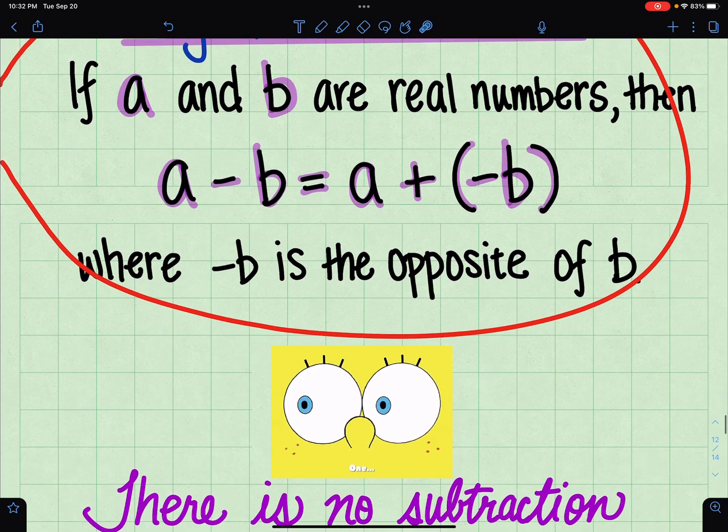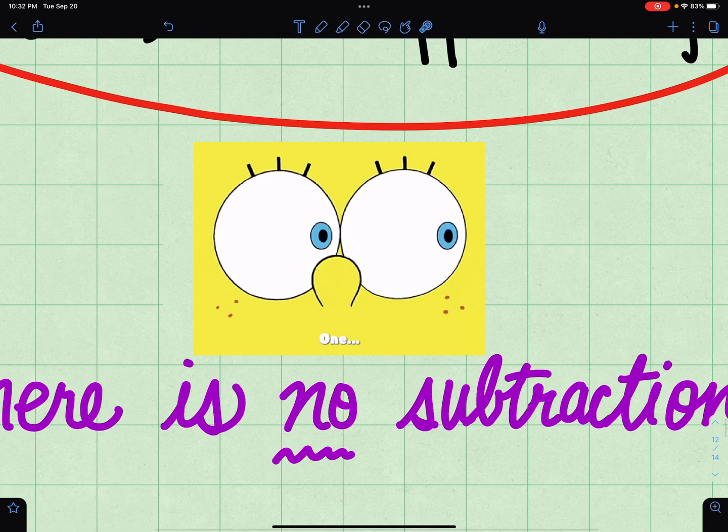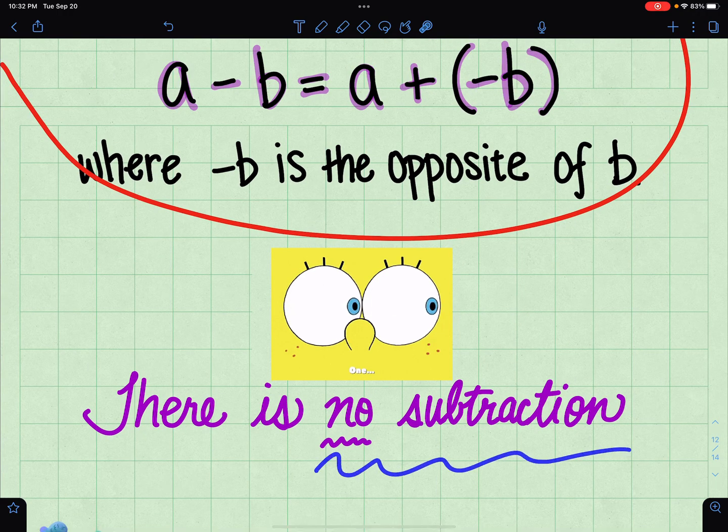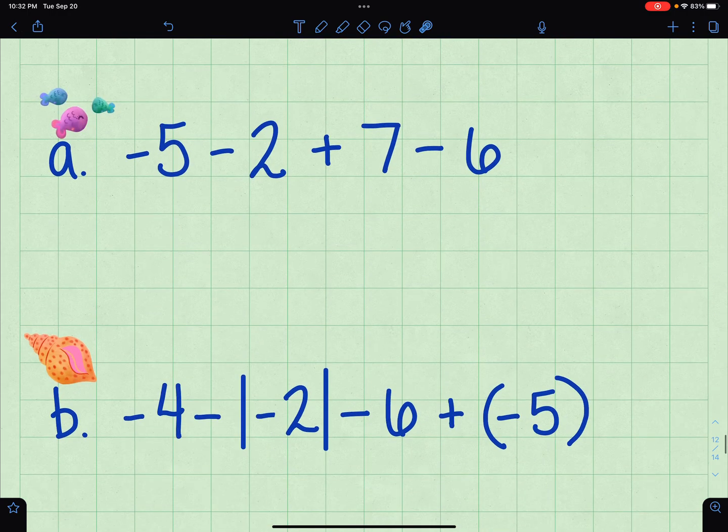Woo! Crazy! Do you get it? I'm going to blow your mind here. There is no subtraction. That's deep. That reminds me of Kung Fu Panda. I should have put a Kung Fu Panda gif.